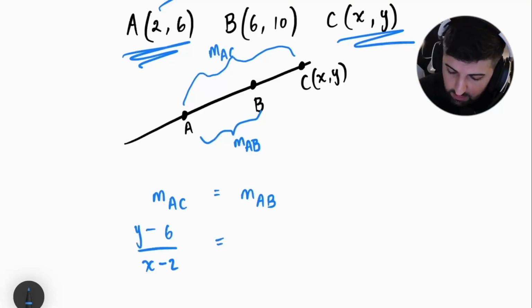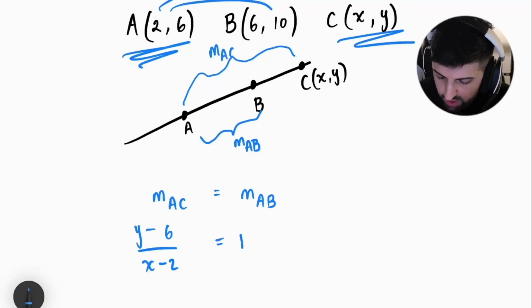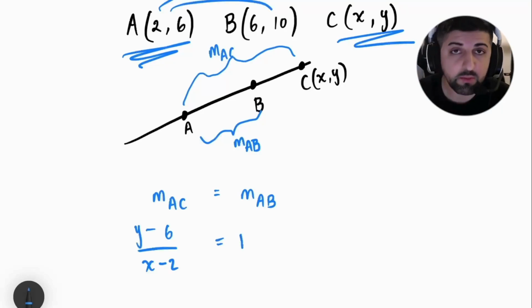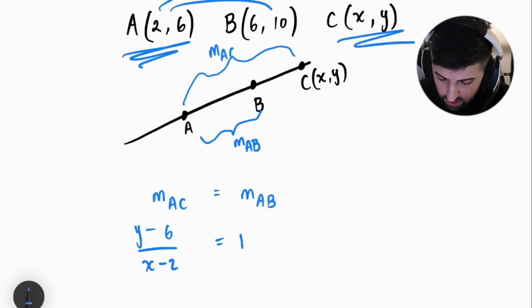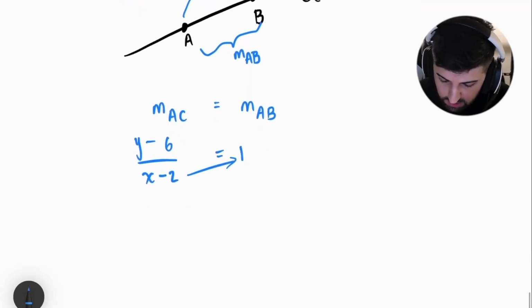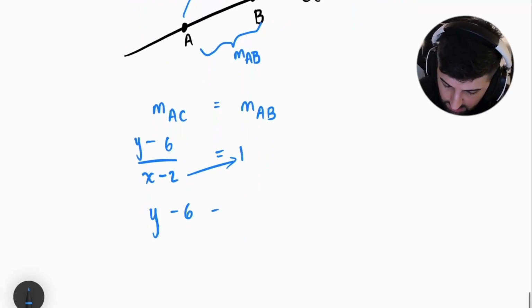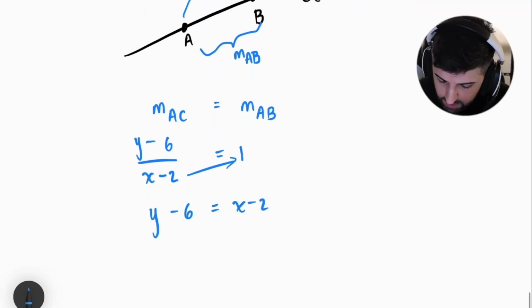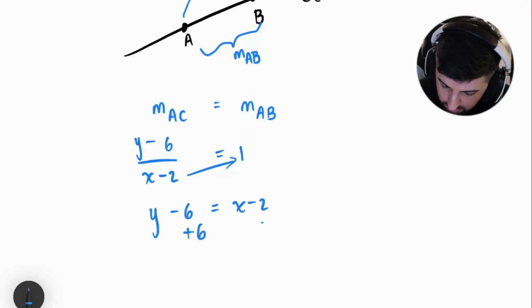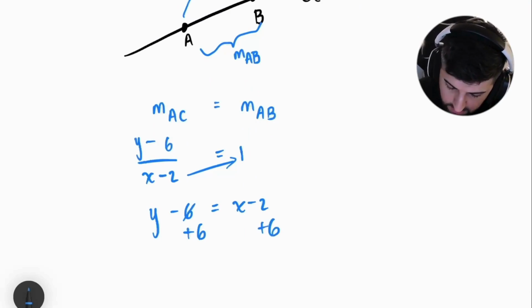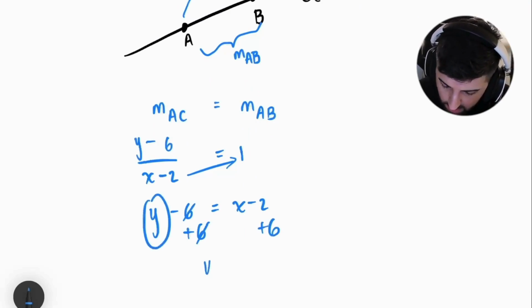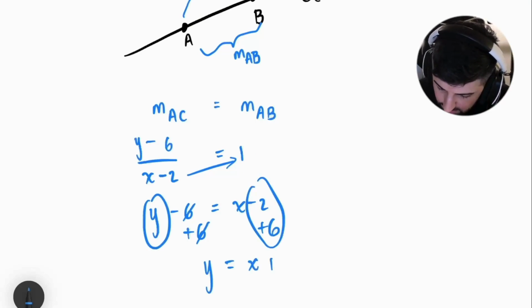The slope between A, B, I already know, right? I already know the slope between A and B. I just found it. It's 1. Okay, and you can do the same process, y2 minus y1 if you'd like. So with that said, I've got this equation now. Great. Multiply both sides by x minus 2, and you get y minus 6 equals x minus 2. Add 6 to both sides. 6's will cancel. You will get y equals x plus 4.